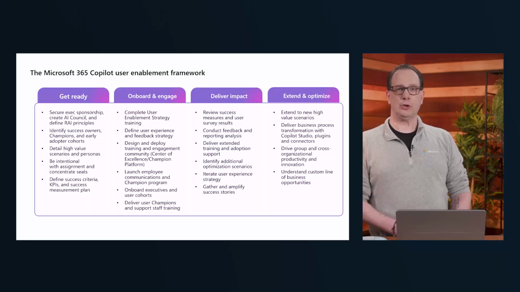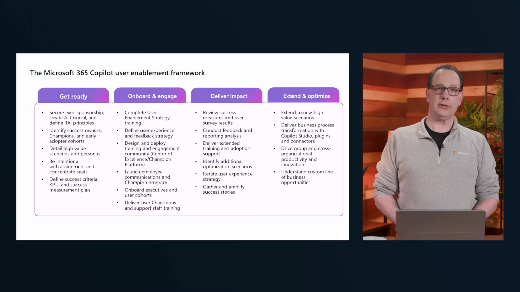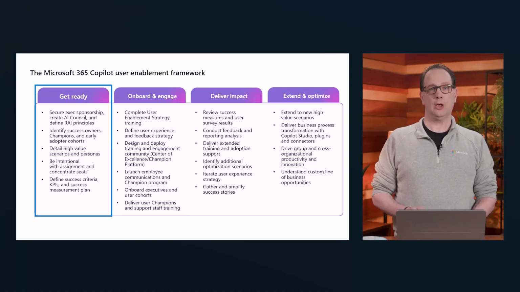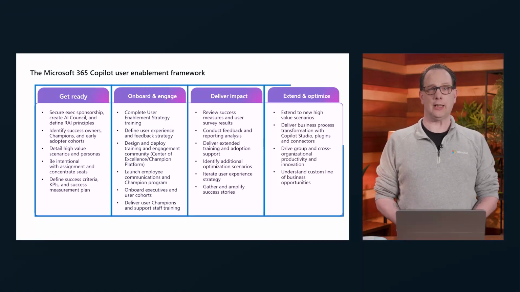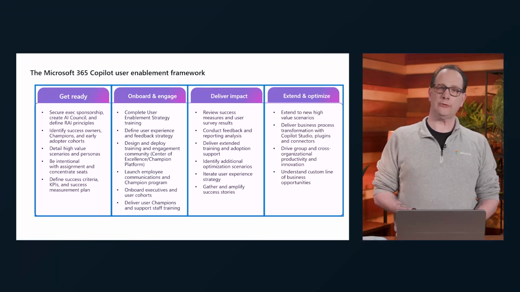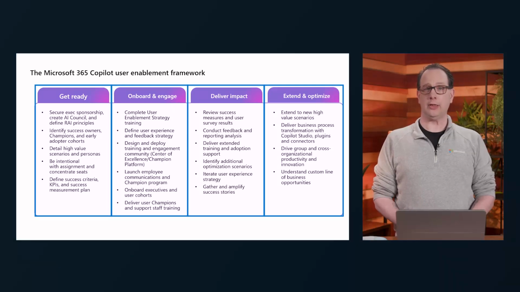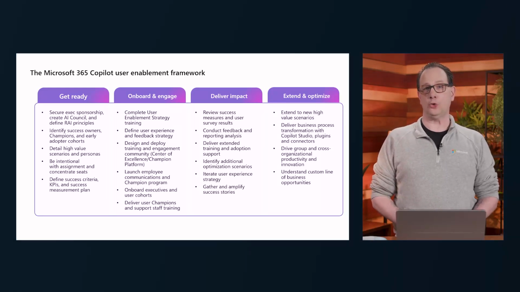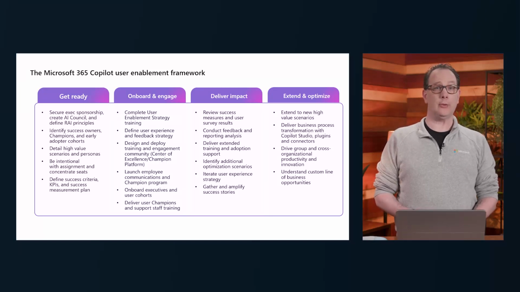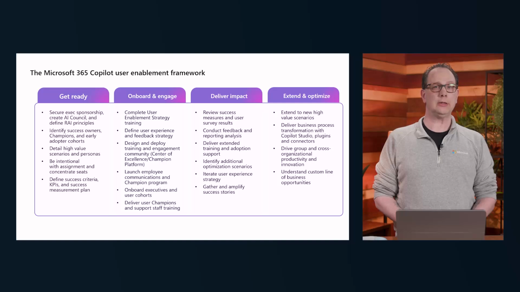Now, looking at this Microsoft 365 Copilot User Enablement Framework, it's structured into 4 phases: getting ready, onboarding and engage, deliver impact, and extend and optimize, where each of these phases contains specific key actions. Throughout this course, we will delve into several of these actions, sharing our best practices and giving you the necessary tools to build and implement a robust adoption plan.